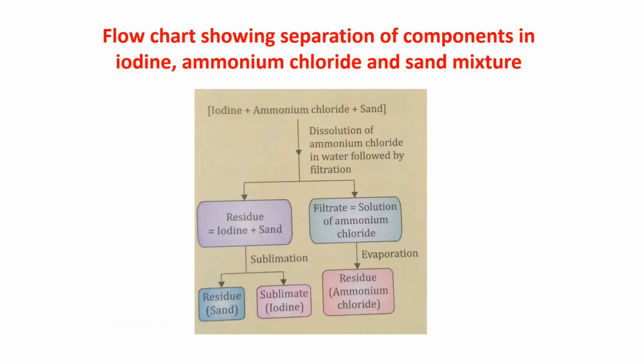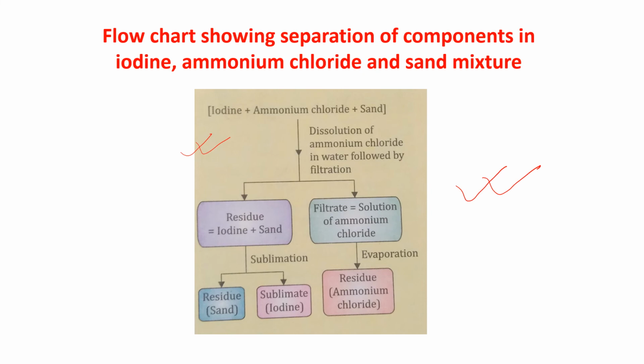Now here is a flow chart showing separation of components in an iodine, ammonium chloride and sand mixture. This is known as a flow chart. This type of thing can come in the exam. How we can separate a mixture, the example will be given to you. See how it is written, iodine plus ammonium chloride plus sand. You need not write the full elaborate explanation. You can write only through this type of flow chart.